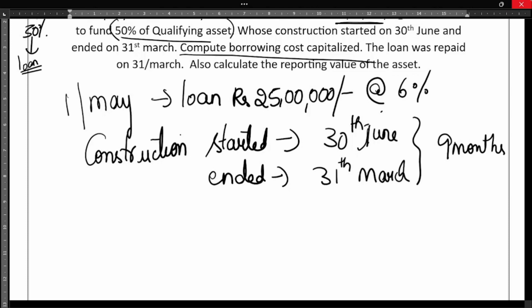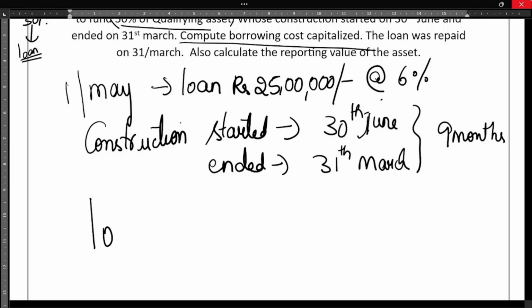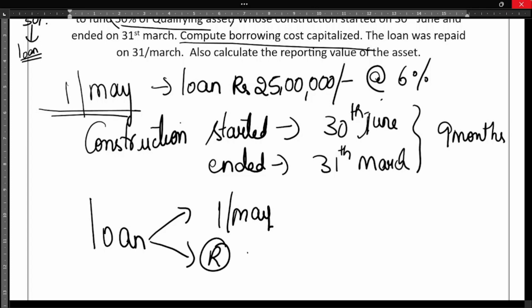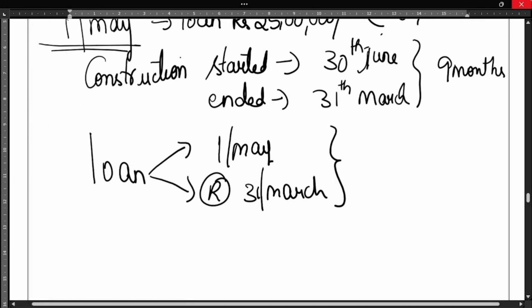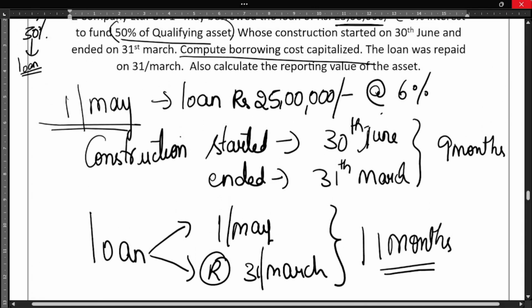Compute borrowing cost capitalized. So we need to calculate the borrowing cost. The loan was repaid on 31st March. Now for how many months was the loan taken? Start counting: May, June, July, August, September, October, November, December, January, February, March. So total for 11 months only the loan was taken.